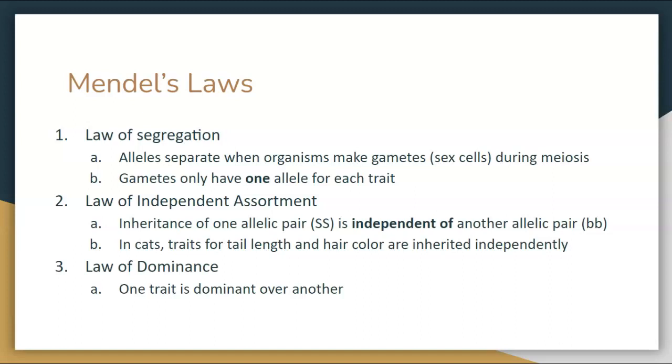The law of independent assortment is just saying that alleles get inherited independently of each other, meaning that just because you get one allele doesn't guarantee that you get a second allele. You could get brown hair and brown eyes, but just because you have brown hair doesn't guarantee that you'll have brown eyes, okay? They get inherited separately from each other. Like in cats, tail length and hair color are not inherited together. They get inherited separately, or independently, from each other.